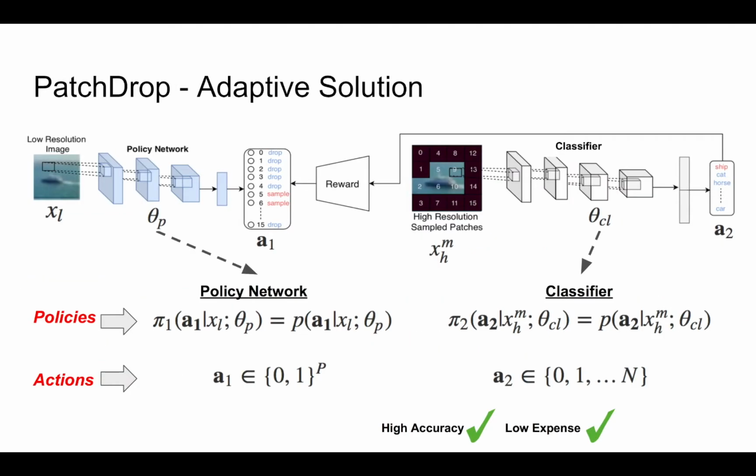Here we show the proposed framework called PatchDrop. We have the policy network that processes the low-resolution images and the classifier that uses the sampled image to classify images. The patch sampling policy is represented by pi1 and conditioned on the low-resolution image XL and parameters theta p. It takes a binary set of actions for unique patches, where each output unit represents a unique patch, and in total we have capital P equal to 16 disjoint patches. And the second network classifies the sampled images using the classification policy, which is represented by action A2. Given class predictions, we reward or penalize the policy network.